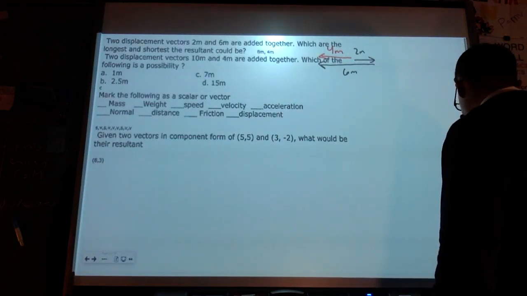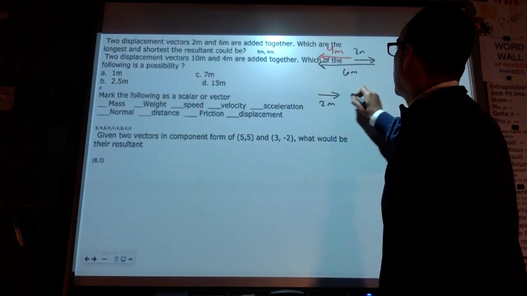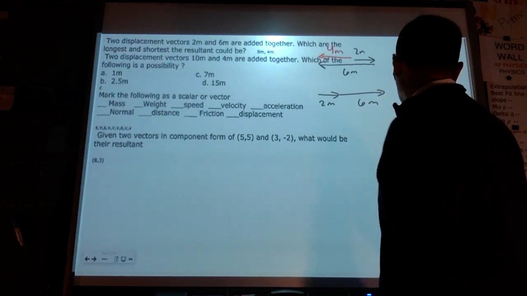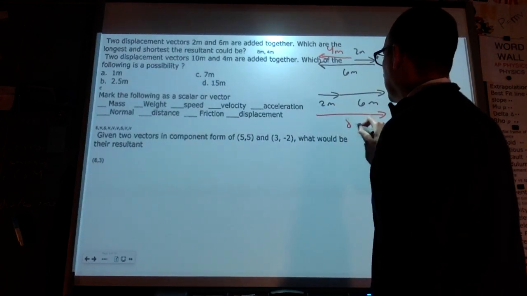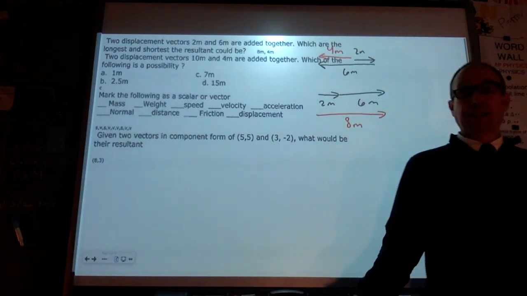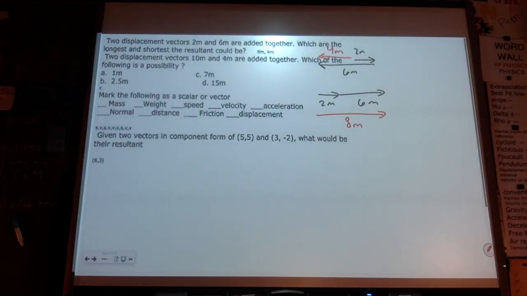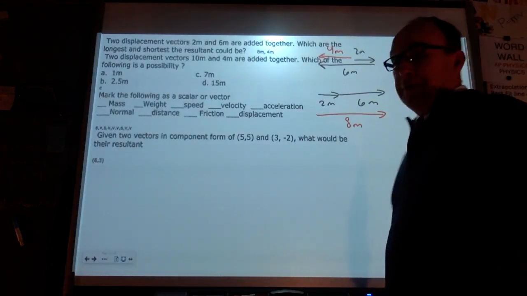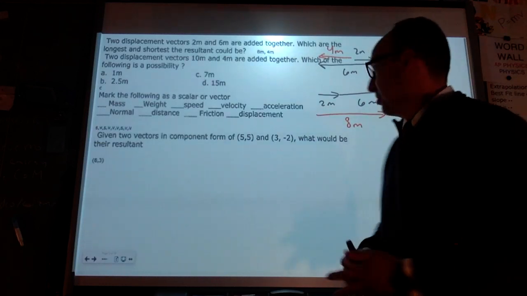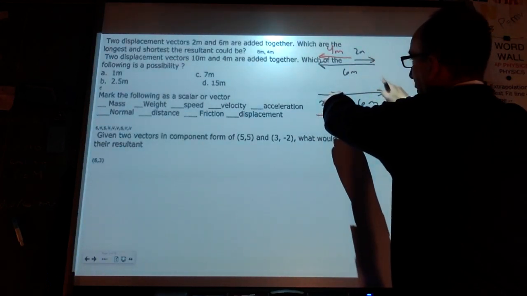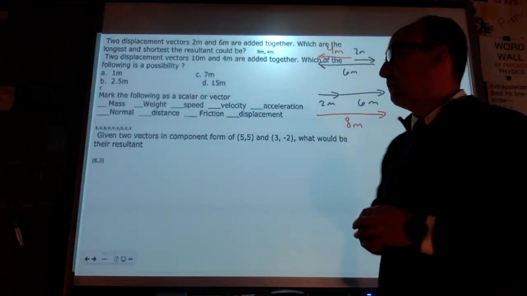The most it could be is if they're in the same direction. And in this case, you would just add the magnitudes together. So 2 meters plus 6 meters is 8 meters. Everything in between those two values is possible if they're not parallel, right? So their longest, once you put this off of being parallel, it's going to be a little bit shorter until it works its way back to the 4.